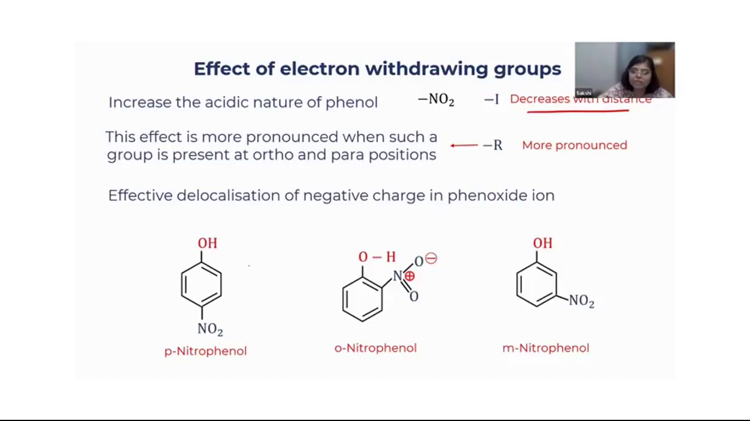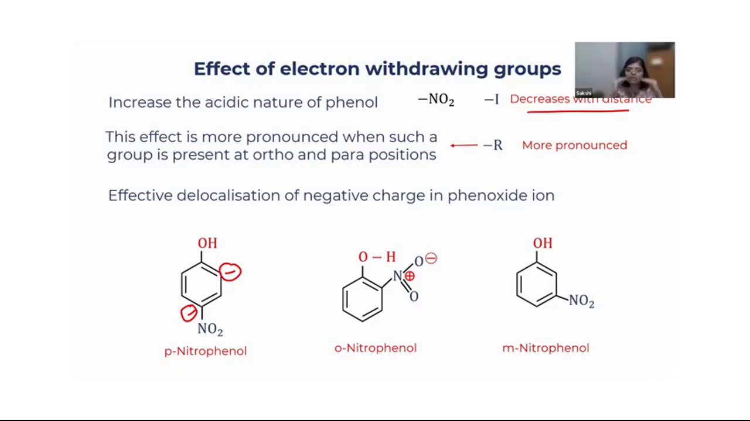Now, this effect is more pronounced at the ortho and para positions. Why? Because if you look at the resonating structures, the negative charge was present more at the ortho and para positions. The negative charge was not at the meta. Why do we want to reduce negative charge? If we reduce negative charge, the conjugate base will be more stable. More stable means more acidic.